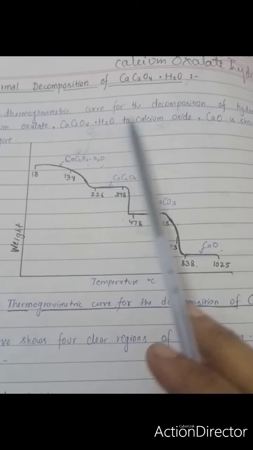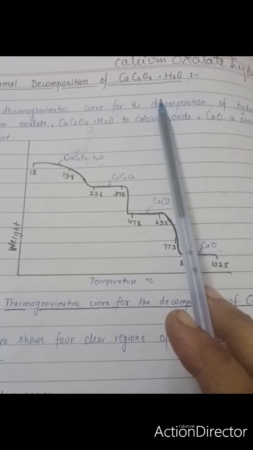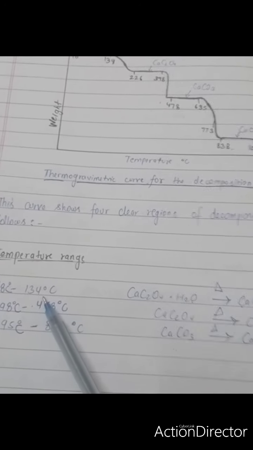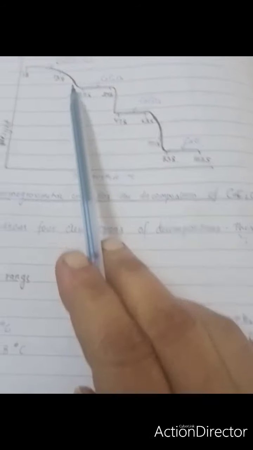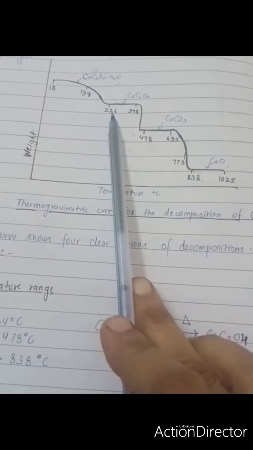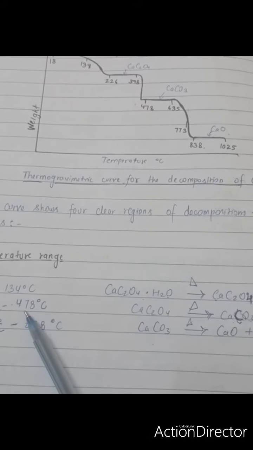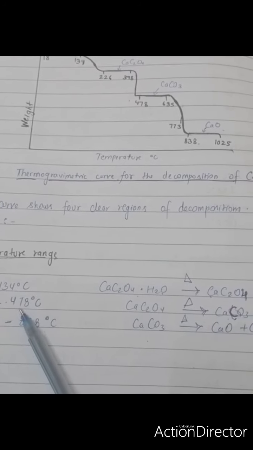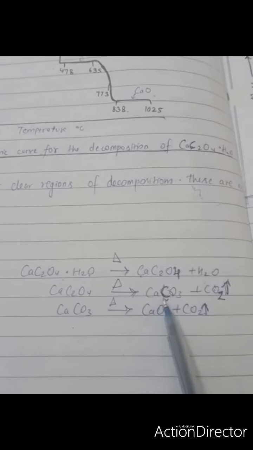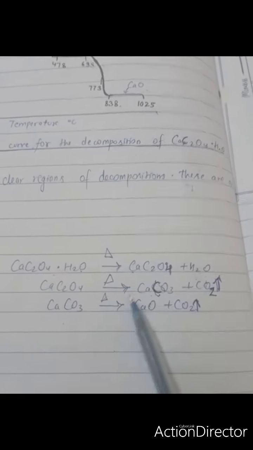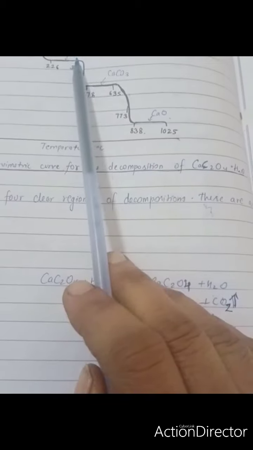Now let us discuss the thermal decomposition curve of calcium oxalate hydrate. If you can see, from 18 degrees Celsius to 134 degrees Celsius, it will lose its water, forming calcium oxalate. So there will be a decline in the weight. Again, between 398 degrees Celsius to 478 degrees Celsius, this calcium oxalate will decompose into calcium carbonate and carbon dioxide. This being gas, it will escape, so you are left with only calcium carbonate.